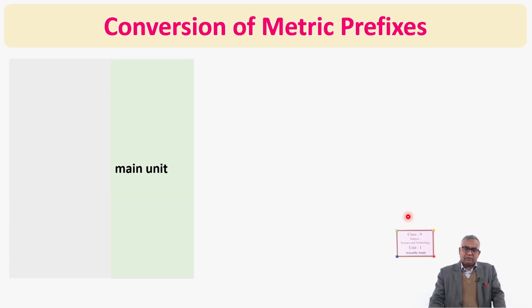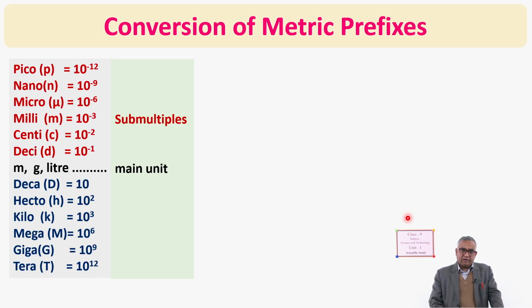Now here I am giving the same table once again, but I will introduce some new things. From pico to deci, which are smaller than the main unit, they are submultiples. And the prefixes from deca to tera are multiples of the main unit. If you say 1 decameter, that will be 10 meter. If you say 1 kilometer, that means 10 to the power 3 or 1000 meter. If you say 1 micrometer, 1 micrometer means 10 to the power minus 6.